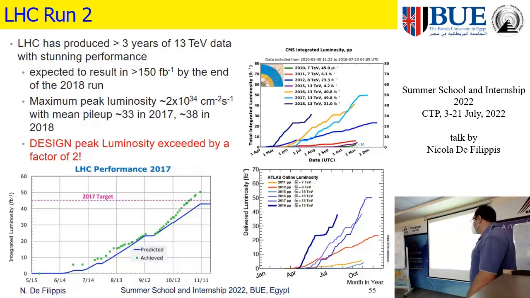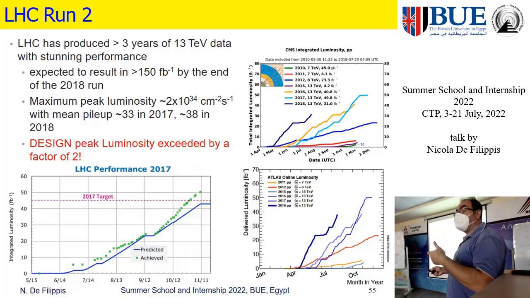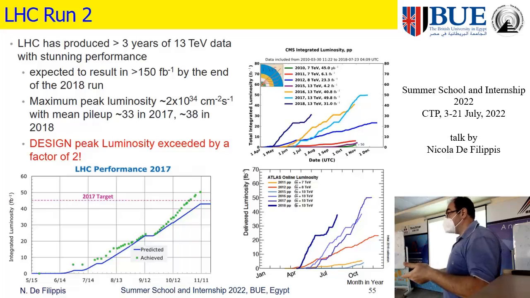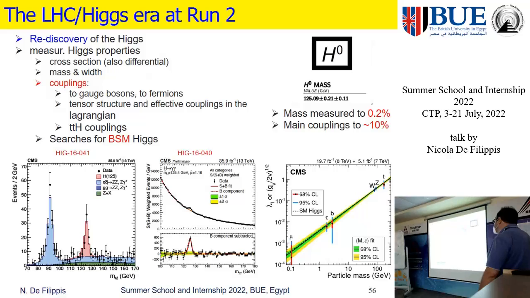Okay. And actually the machine, LHC, was giving a peak luminosity which was 2 times better than what was expected. So really this machine, this accelerator, was performing so well with respect to the prediction, and even better than what we expected. So it's a really wonderful machine. It's a very precious machine.